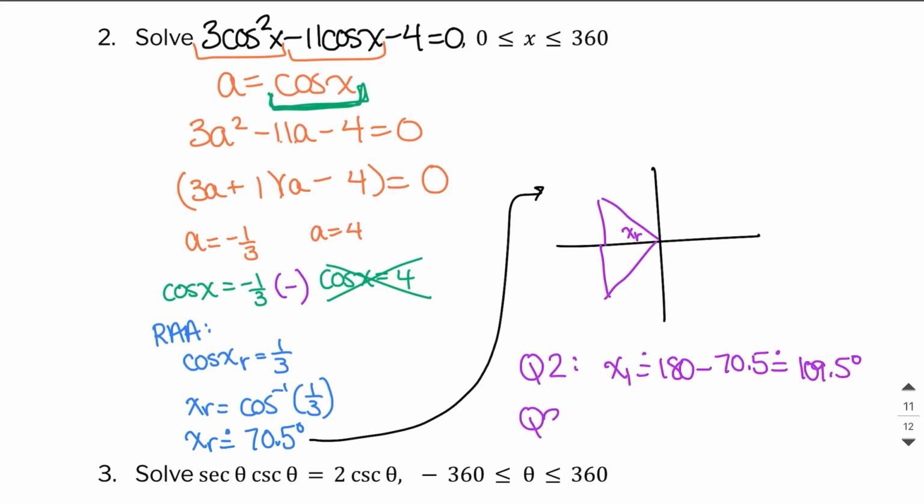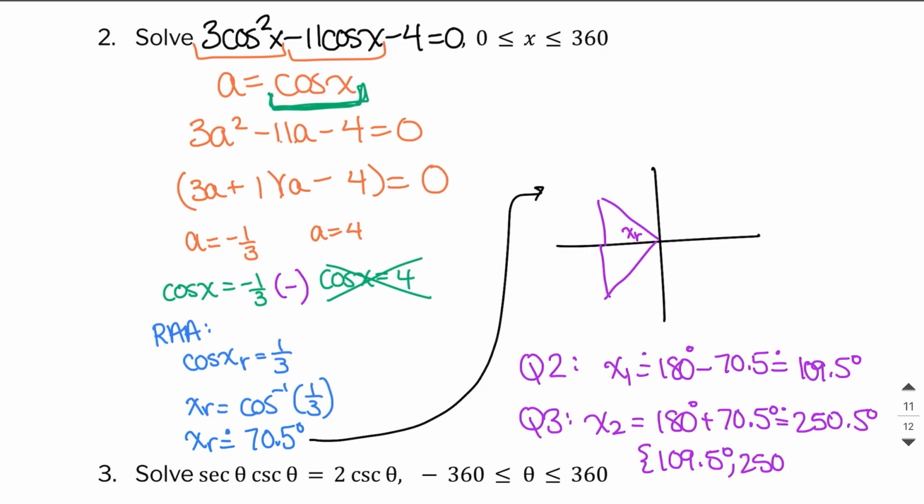And then in quadrant 3, our second answer is going to be 180 plus 70.5 degrees. So our answer right here is going to be approximately 250.5 degrees. So that means that our two solutions are 109.5 and then 250.5.